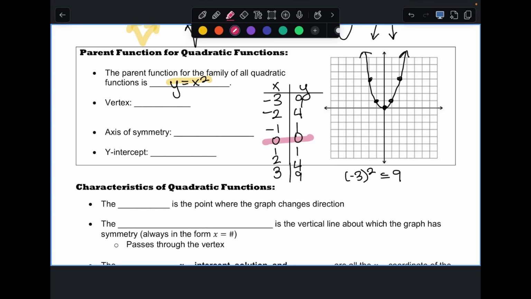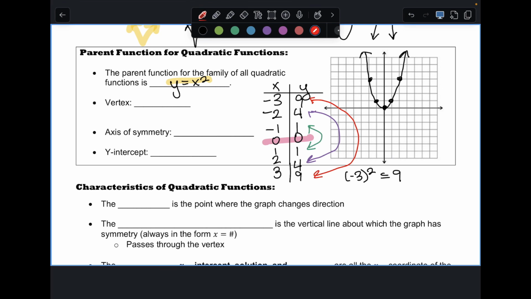We'll talk about it later. But if I cross this out, what do we notice about these top 3 and these bottom 3? They're the same, meaning these 2 have the same y coordinate. These 2 have the same y coordinate. These 2 have the same y coordinate.